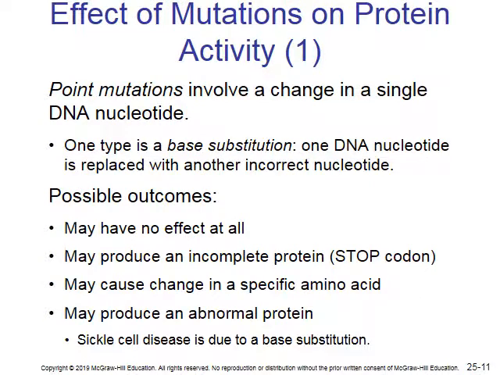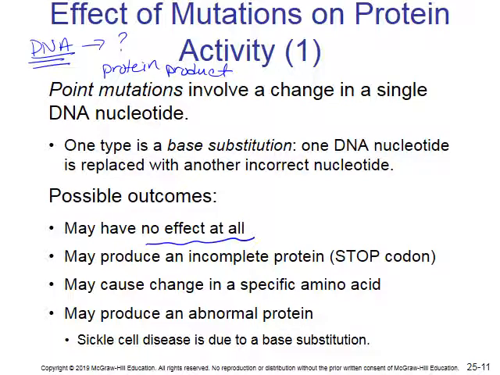Now that we know more about gene expression and the process to create a protein, we can think about how the DNA affects the protein product. So sometimes you're going to have a DNA error and there's no effect at all. Sometimes you could have an error in DNA and it's going to cause an incomplete protein. What if a stop codon shows up early in the process of translation? You're going to have a smaller incomplete protein.